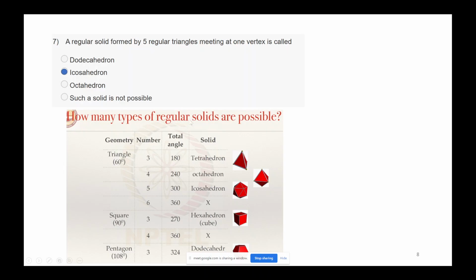And these are your various platonic solids. In this case, various triangles will be meeting at vertices. If three triangles are meeting at a vertex, then it is a tetrahedron. If 4 are meeting, then it will be octahedron. If 5 are meeting, then it is icosahedron. In case of a square hexahedron, three squares will be meeting at a vertex. In case of pentagon, it will be dodecahedron.